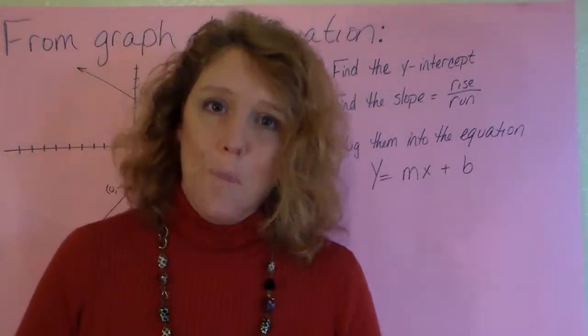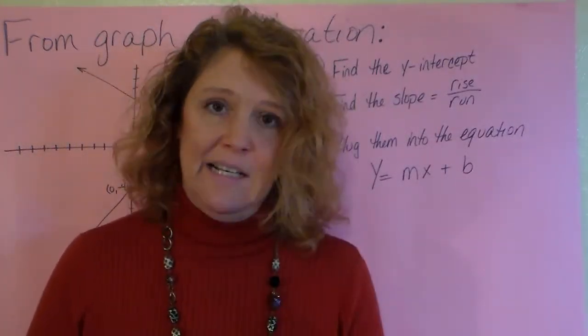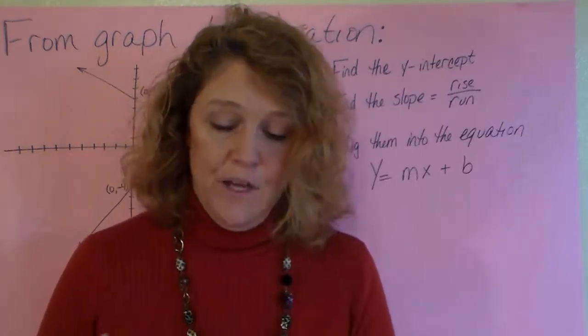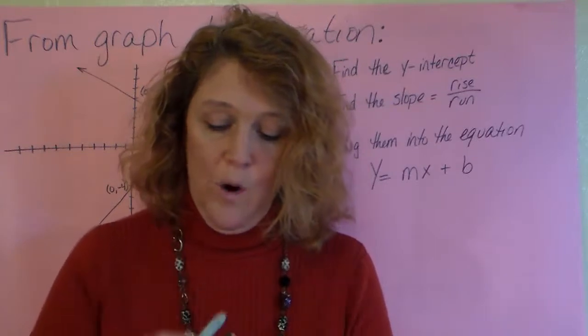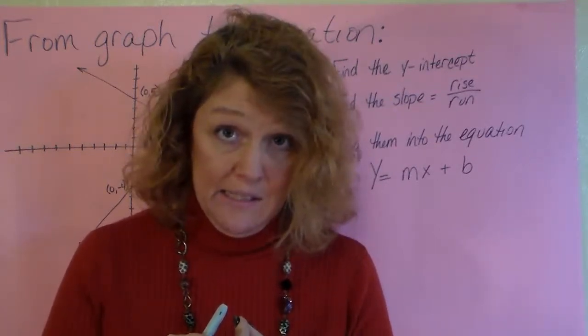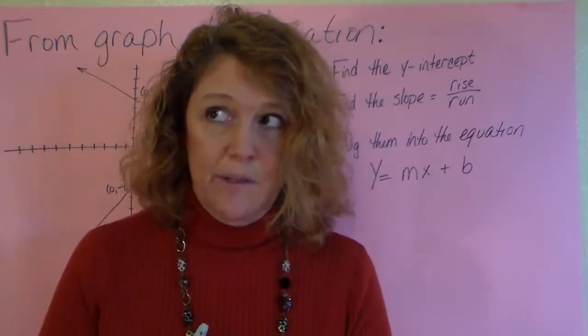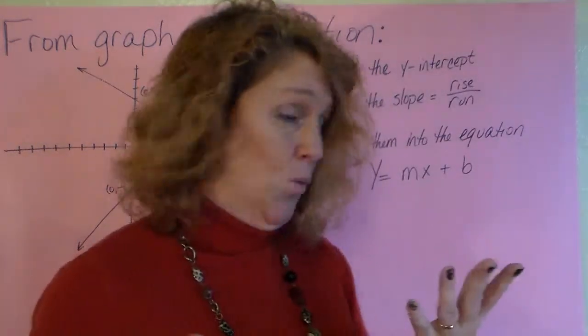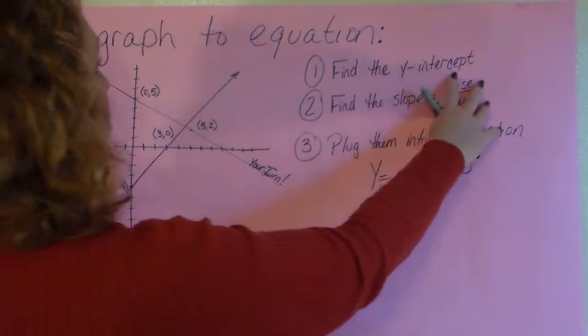Now, we're going to go backwards. We're going to take the line, and we're going to find the equation. Now, the two things we need to find this equation are where it crosses the y-axis and what the slope is. Because the other two parts are x and y, and we know those. So, we're going to find the y-intercept.